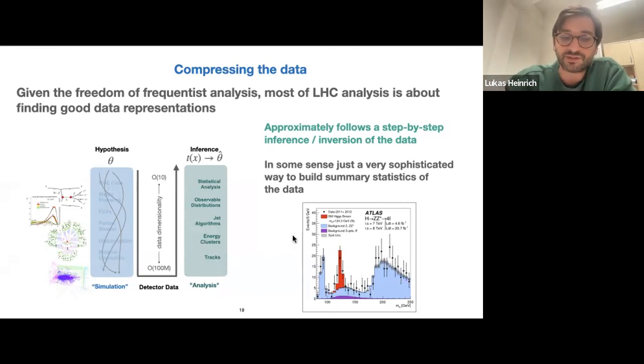And so on the right-hand side, you see a successful example of that. So this is exactly the Higgs discovery. And so this is basically converting 100 million numbers into a single observable, where you can really see in the red the peak of the Higgs. And so this is where you can see that the Higgs exists even without doing any sophisticated statistical tests.